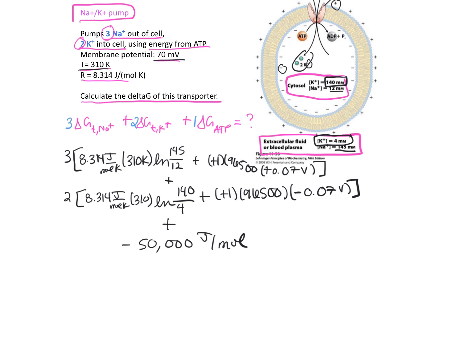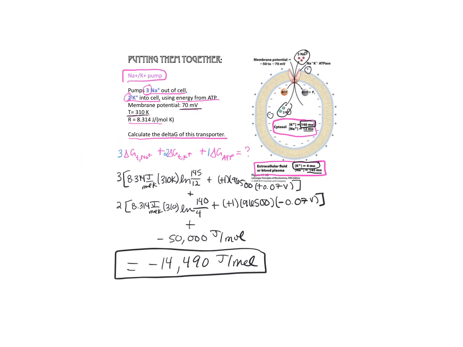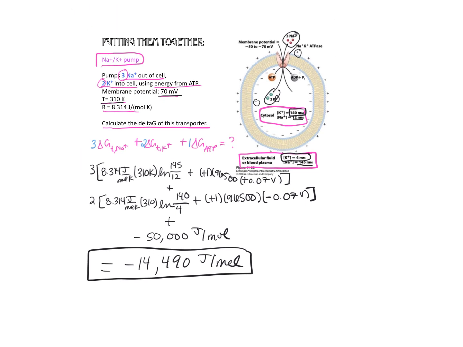A lot of math. I got as my final answer that the process of doing all of this and using ATP hydrolysis gives me an overall delta G of negative 14,490 joules per mole. What this answer tells me is that I've got a little bit of energy release left over. We could probably move some more sodiums and potassiums now. We haven't consumed all of the energy from the hydrolysis of ATP. Not that it's required to use all of it, but there is a little bit of energy left over.